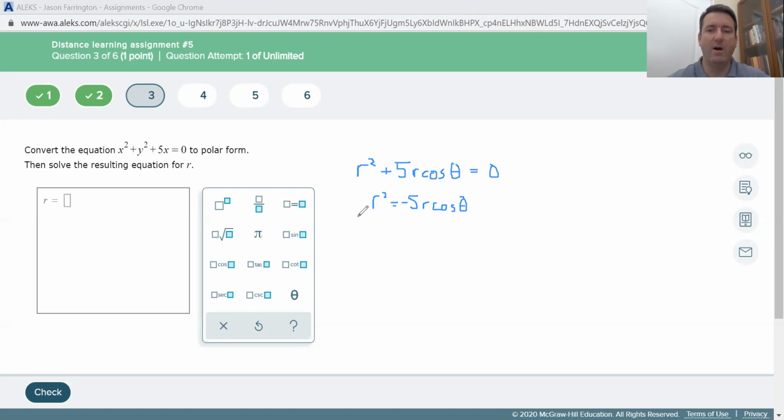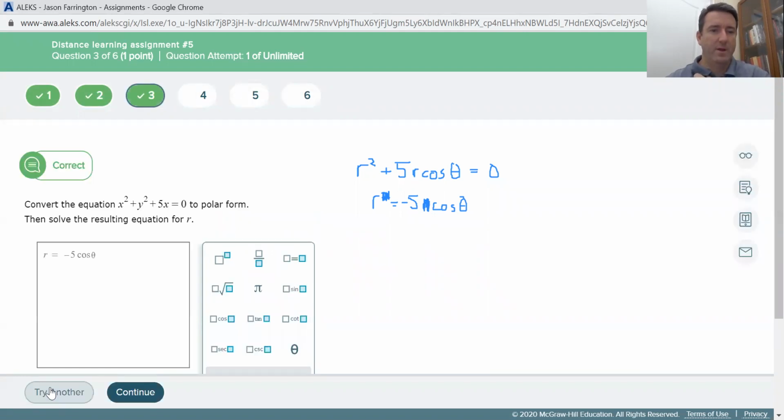Now we've got an r on both sides of this equation. That should be an r squared. So let's divide both sides by r. If we divide this side by r, we're just going to get rid of that r squared. If we divide this side by r, we're going to get rid of that r. So our answer here is going to be r equals negative 5 cosine theta. So negative 5 cosine of theta. All right.